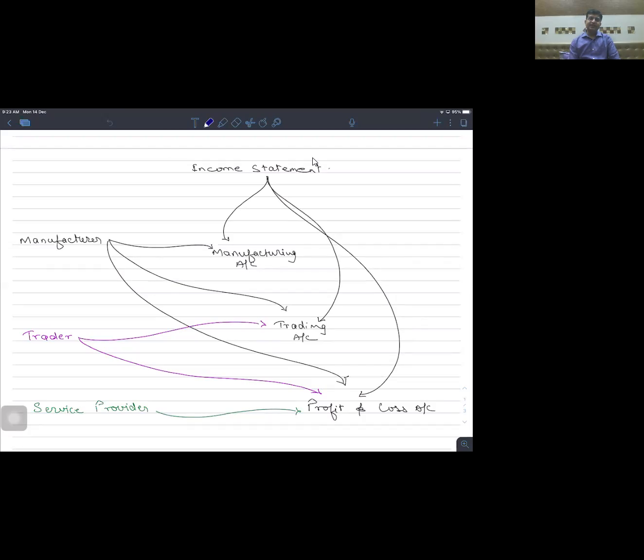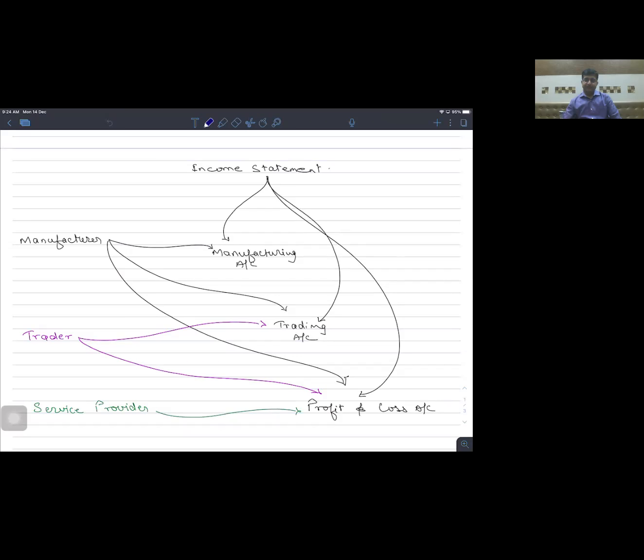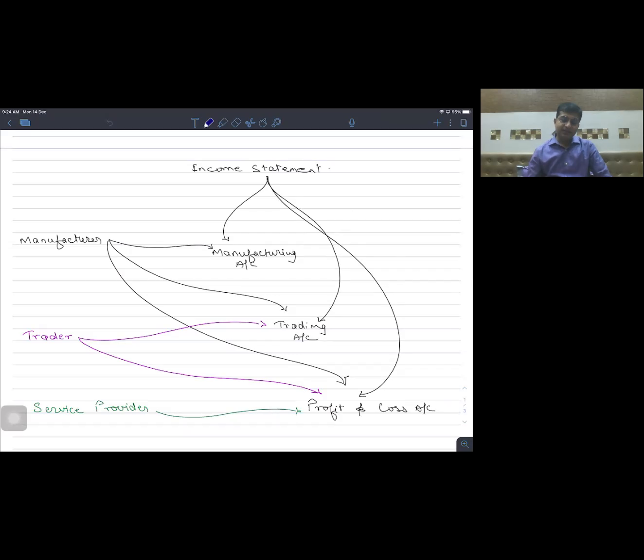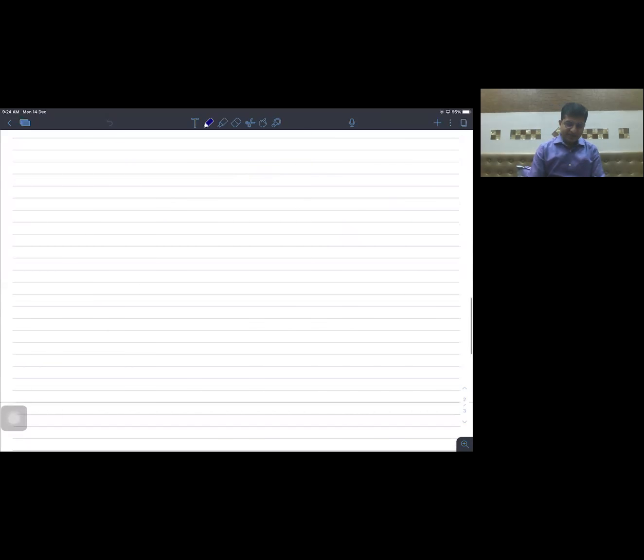In the trading account, we basically include only the information related to the direct expenses and direct incomes. Because the trading account is prepared primarily for the purpose of identifying the total gross profit or the prime profit from our business. And with the help of the profit and loss account, we try to identify the net ultimate profit of the business. So let's understand all these formats one by one now. The very first is the manufacturing account.